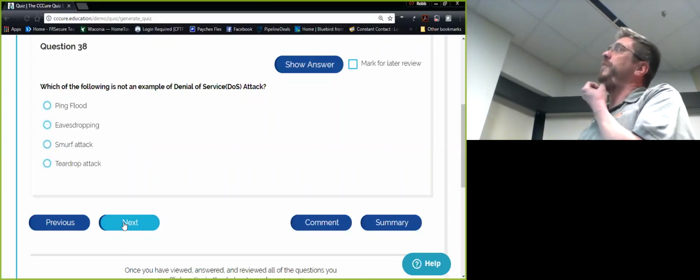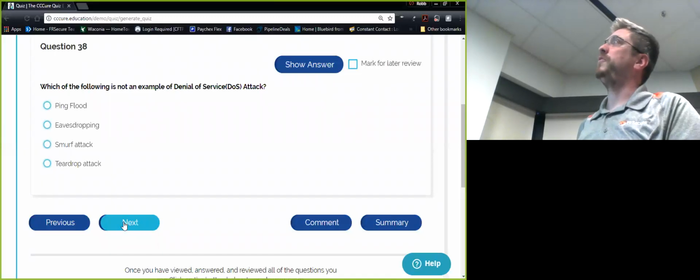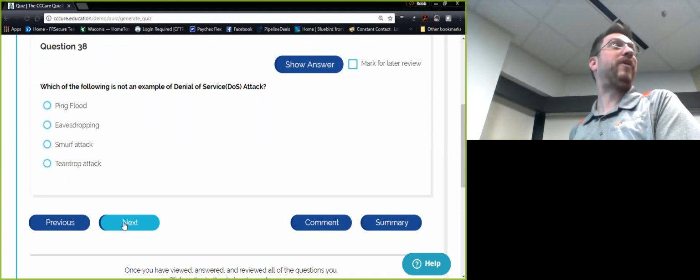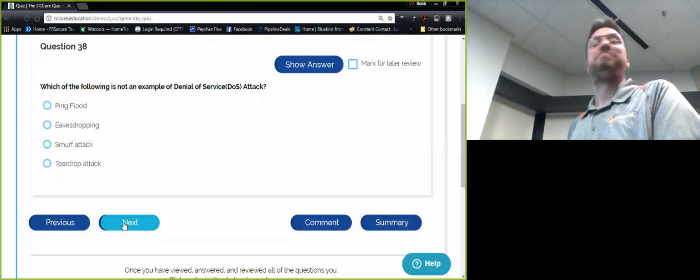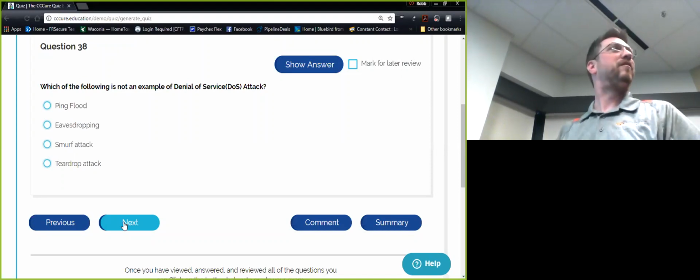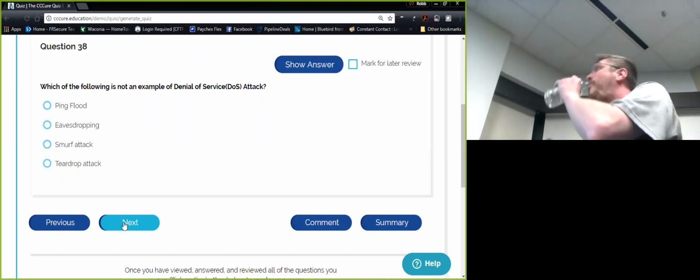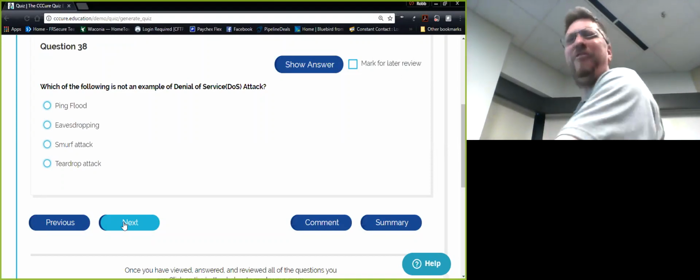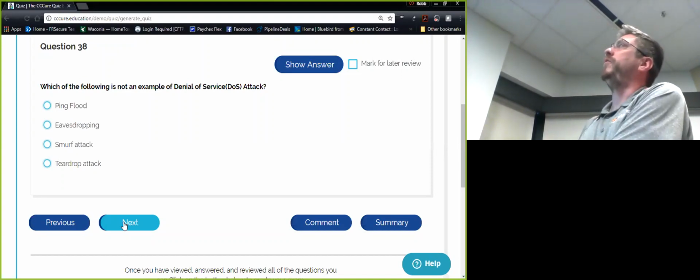All right, which of the following is not an example of a DOS, denial of service attack? Ping flood, eavesdropping, Smurf attack, or teardrop attack? Oh yeah, Smurf. We didn't cover Smurf attacks or Fraggle attacks. Yeah, we did. I wasn't there for that class. Smurf is a reflection attack. Does that even happen anymore? I didn't think so. It blocks broadcast. And Fraggle is UDP, right? Yeah.